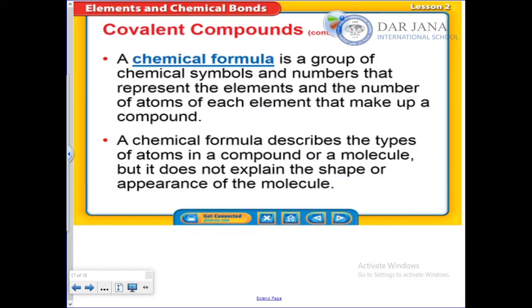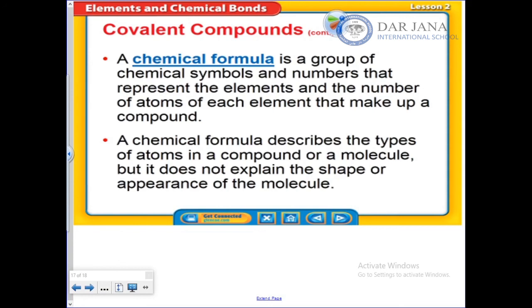We still have the last part of our lesson, which is about the chemical formula. I think it's easy because we studied it before in semester 1. Let's repeat it again. What's a chemical formula? It's a group of chemical symbols and numbers that represent the elements and the number of atoms of each element that make up a compound. In general, a chemical formula describes the type of atoms in a compound or a molecule, but it doesn't explain the shape or appearance of the molecule.